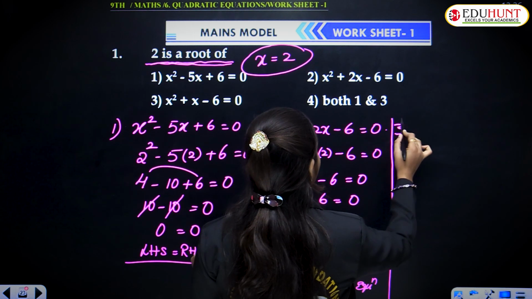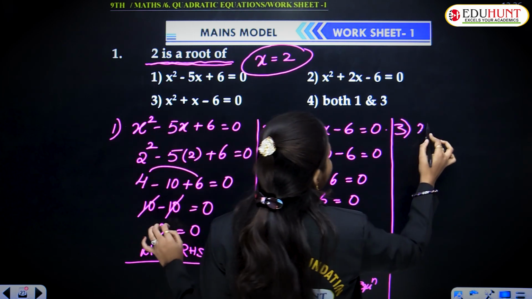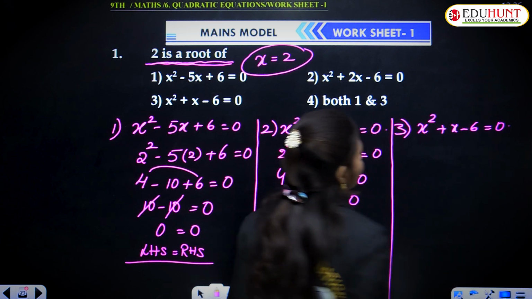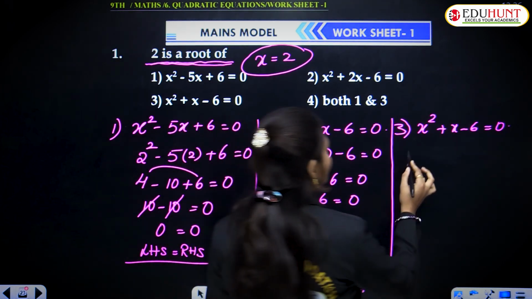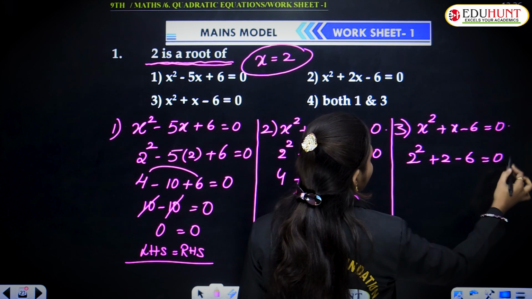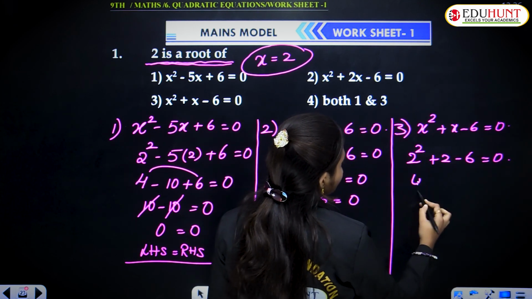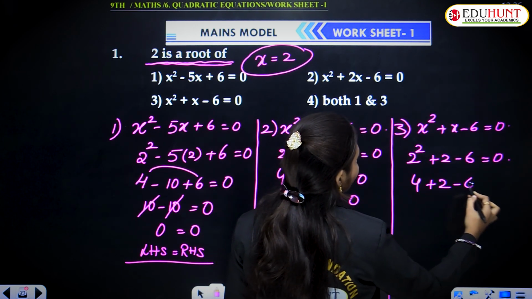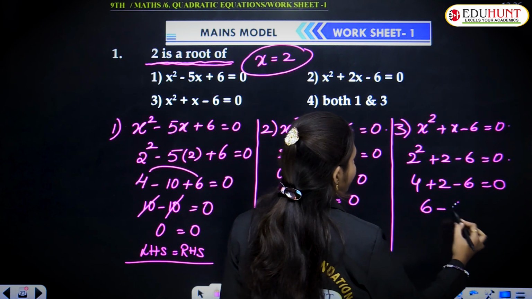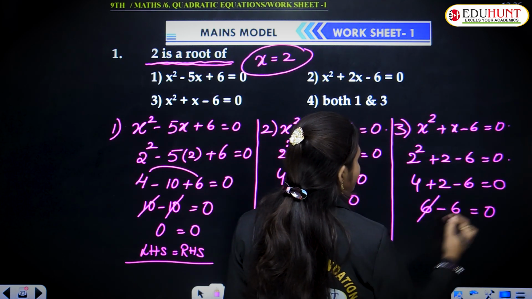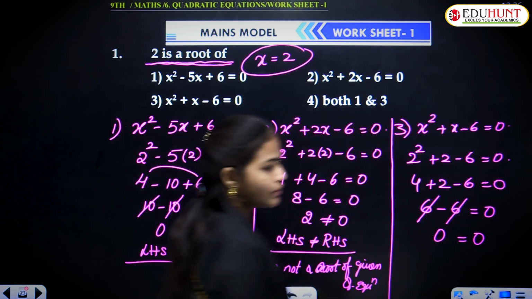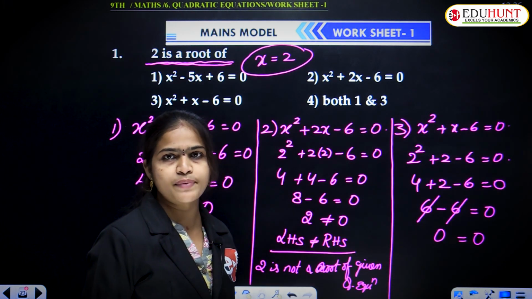Come to the third option. What is that? x square plus x minus 6 is equal to 0. So here again x is equal to 2. So 2 square plus 2 minus 6 is equal to 0. 2 square is 4, plus 2, minus 6. So 4 plus 2 is 6, minus 6. So 6 and 6 get cancelled, which equals 0 is equal to 0. So this is also satisfying here.